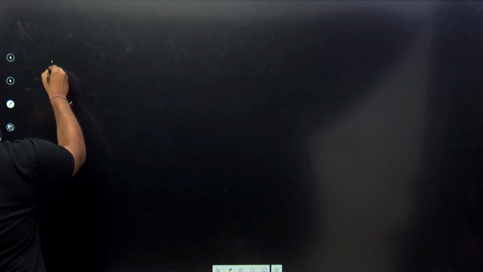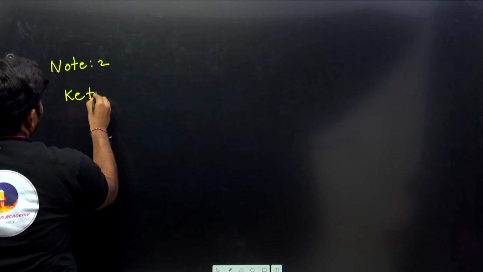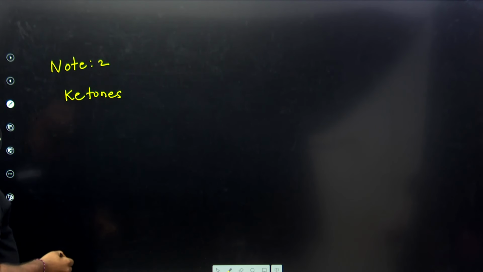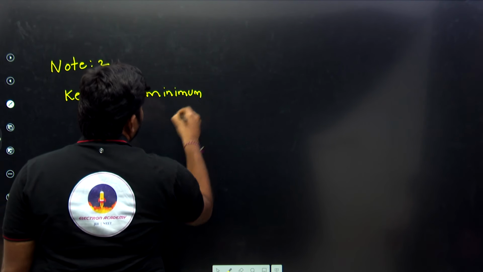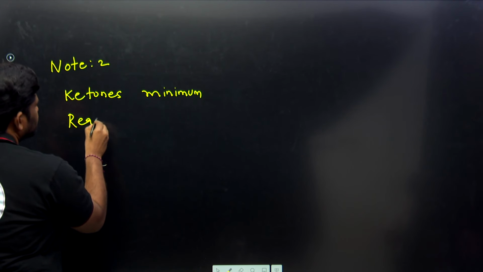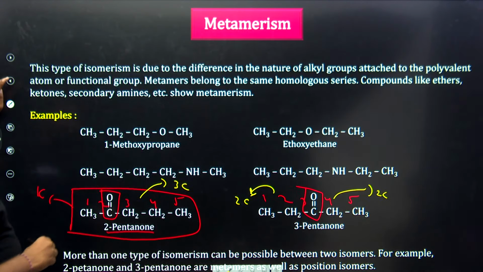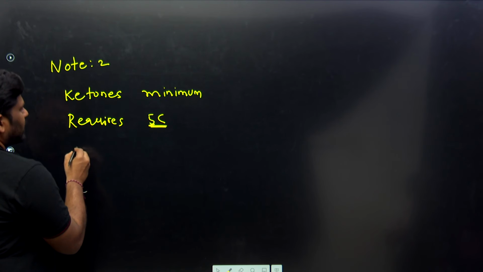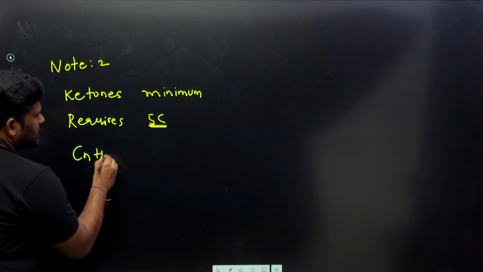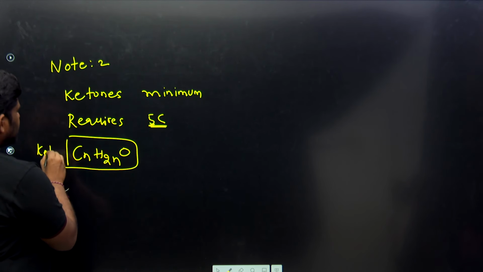So note 2: ketones minimum require 5 carbons. Ketones minimum require 5 carbons. What is the general formula for this? The general formula for ketone is CnH2nO.